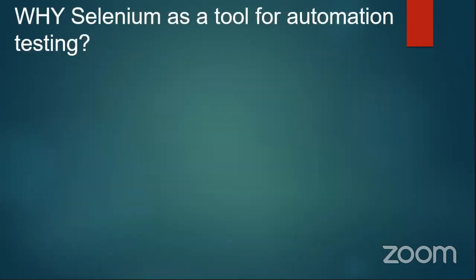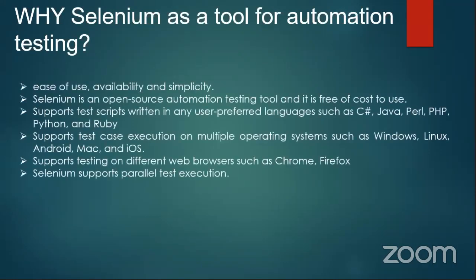So why Selenium as a tool for automation testing? Selenium is an open source automation testing tool, and it is free of cost to use. Number one, it supports test scripts written in any user-preferred languages such as C#, Java, Perl, PHP, Python, and Ruby. In the Selenium IDE demo, I'll show how to actually export the test case in a Java file.